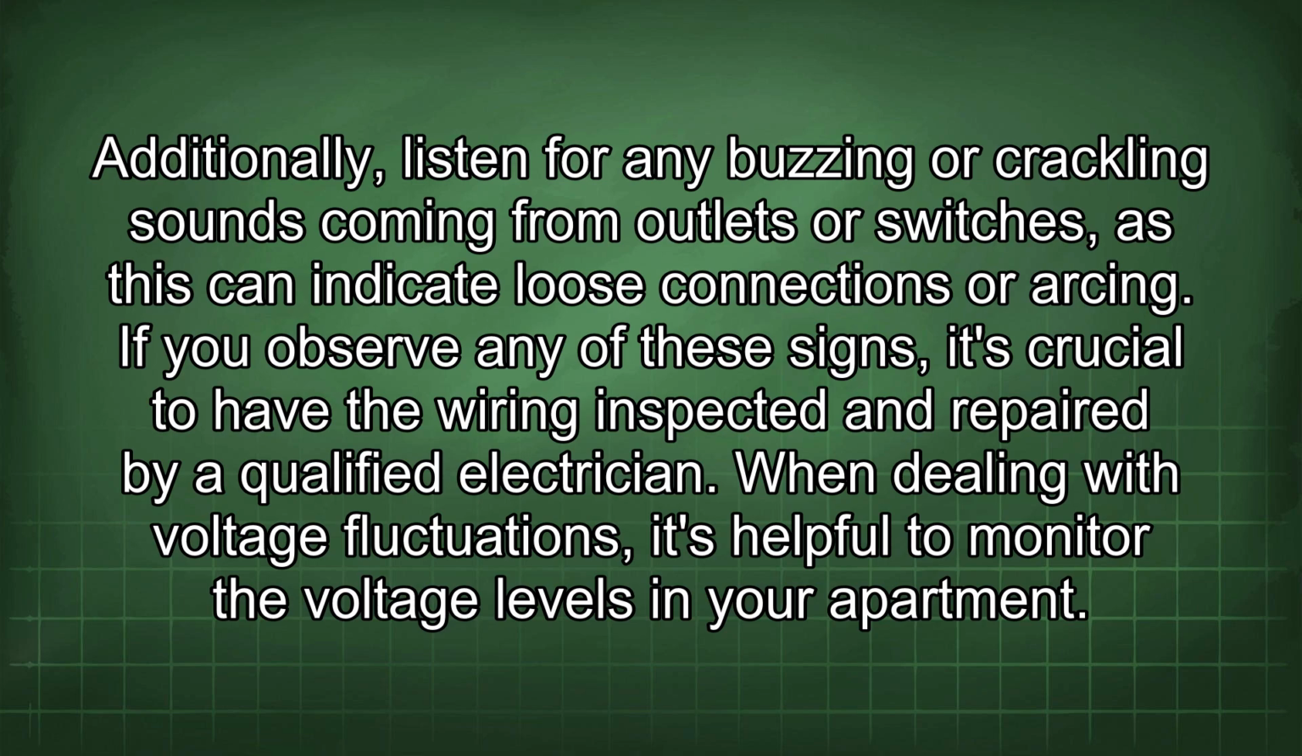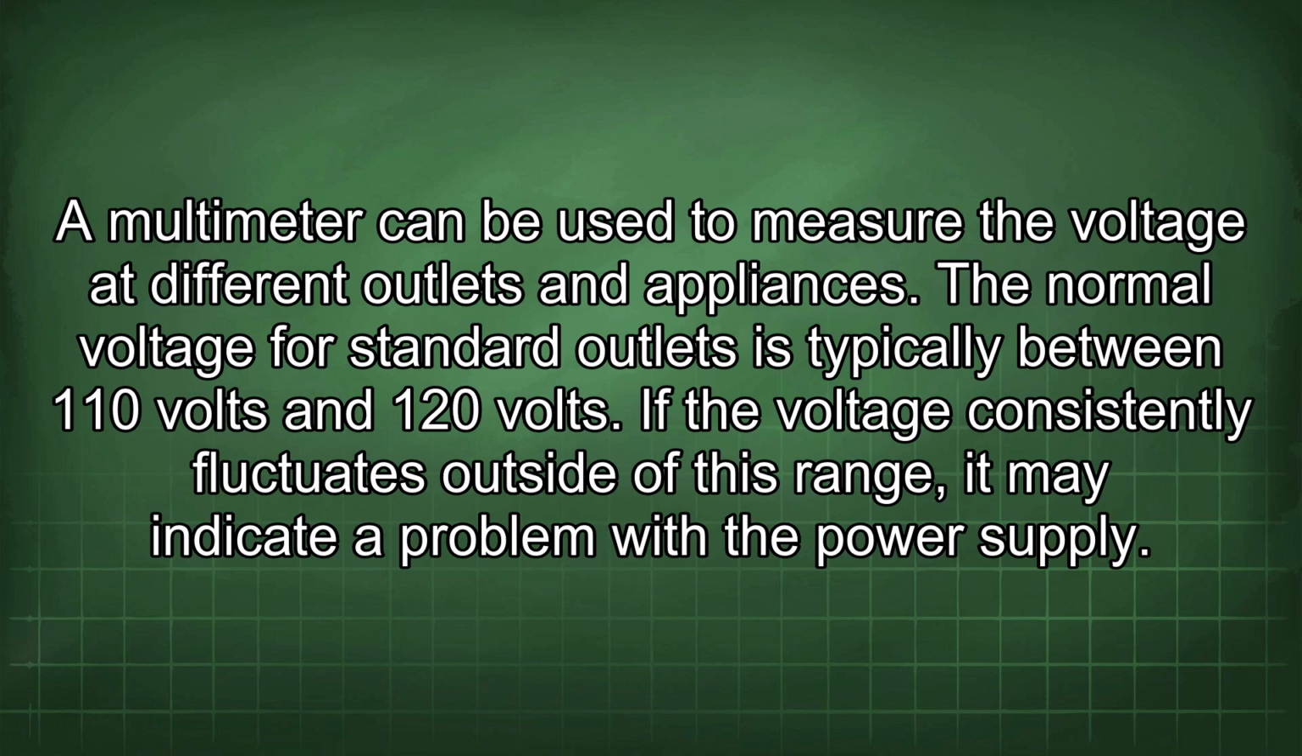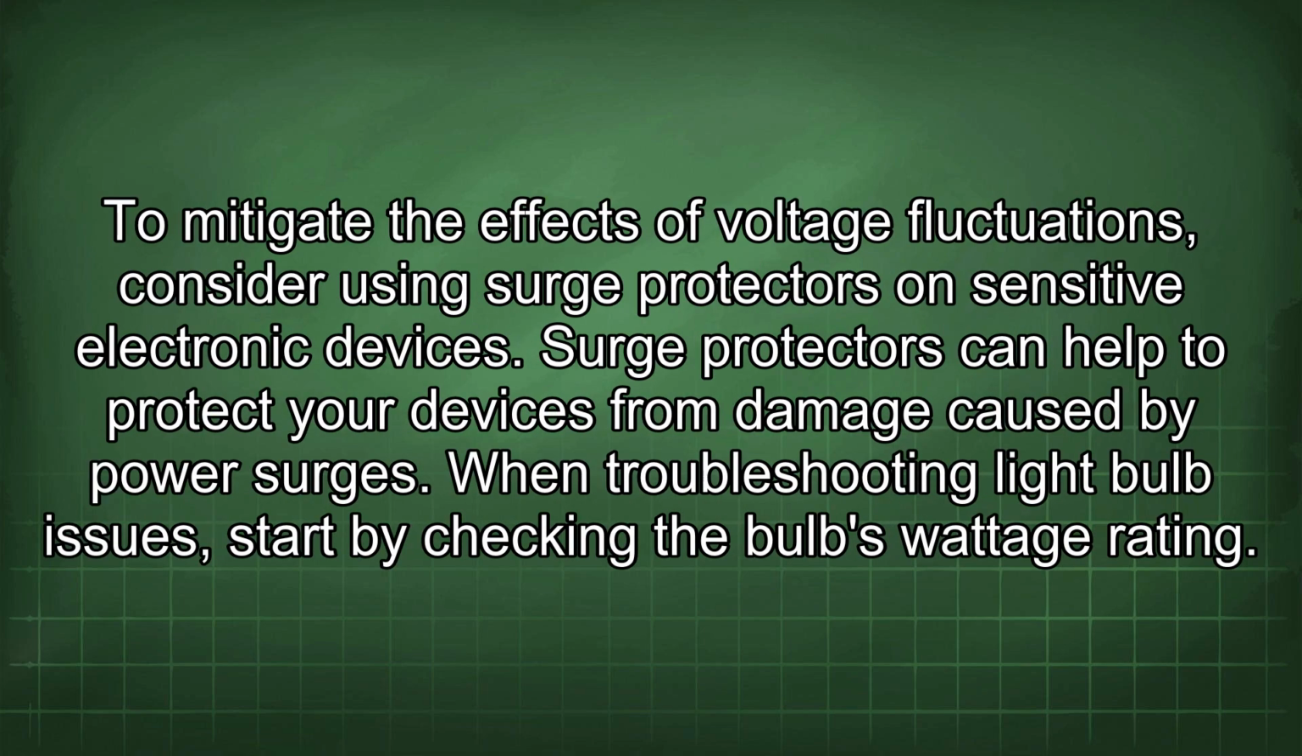When dealing with voltage fluctuations, it's helpful to monitor the voltage levels in your apartment. A multimeter can be used to measure the voltage at different outlets and appliances. The normal voltage for standard outlets is typically between 110 volts and 120 volts. If the voltage consistently fluctuates outside of this range, it may indicate a problem with the power supply. To mitigate the effects of voltage fluctuations, consider using surge protectors on sensitive electronic devices. Surge protectors can help to protect your devices from damage caused by power surges.